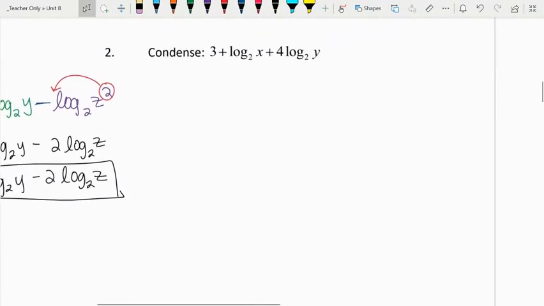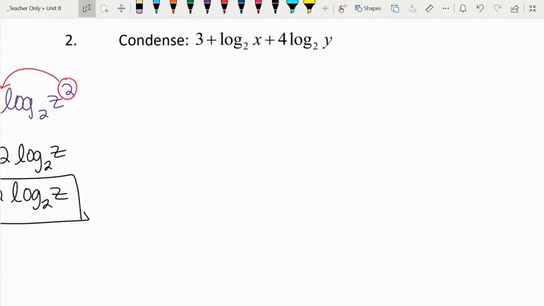So let's think about condensing. That means this is a really long one. I want to make it short, right? Well, forget about the 3 for a second. If we look at this first part, there's really nothing to do, right? So that can stay log base 2 of x. But over here, we have a 4 out in front, and we're going to throw it as an exponent. So this becomes plus log base 2 of y to the 4th. Okay, now again, this log base 2 of x can stay.